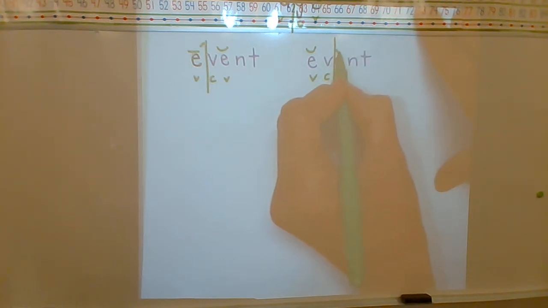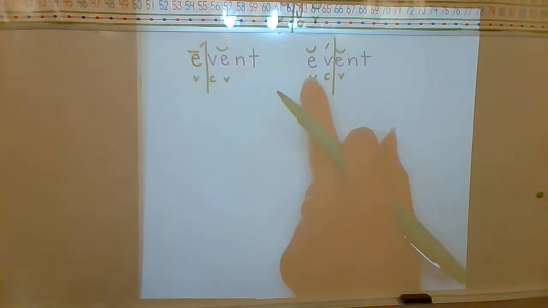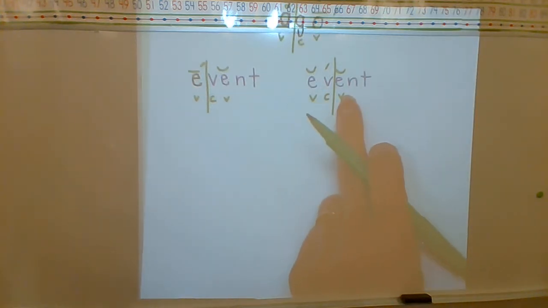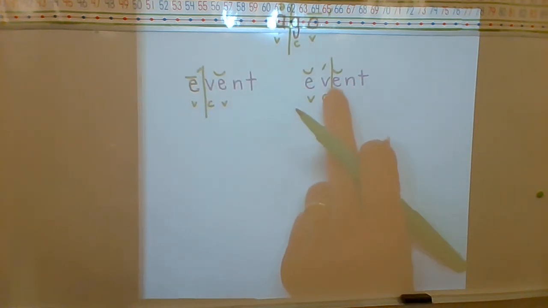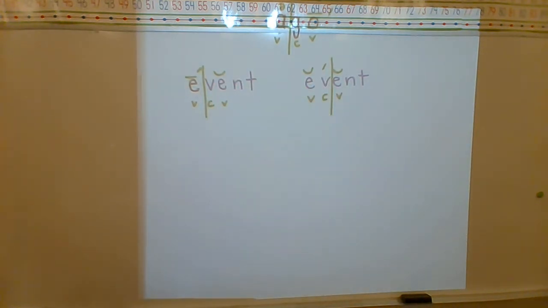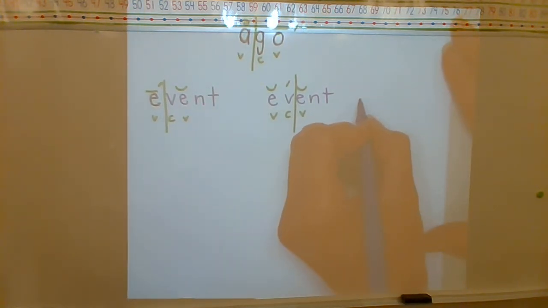So he's a vowel followed by a consonant short sound. Accent on the first syllable. So is the word event? We know it's not event, and it's not event. What's another way we could try it? Let's try it like this.